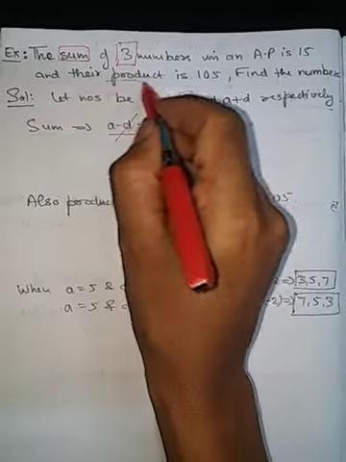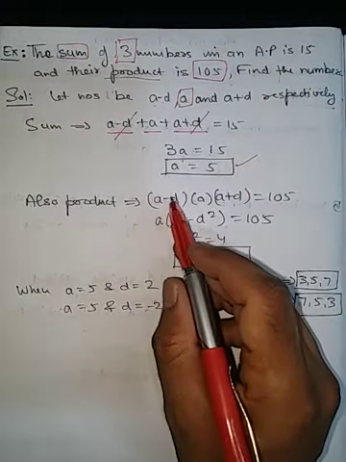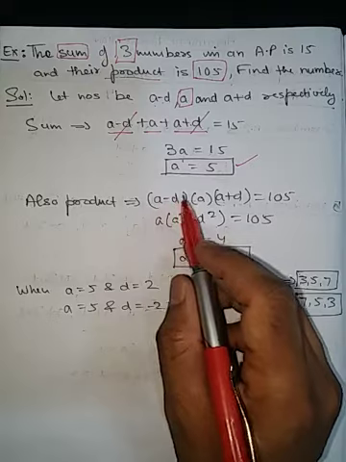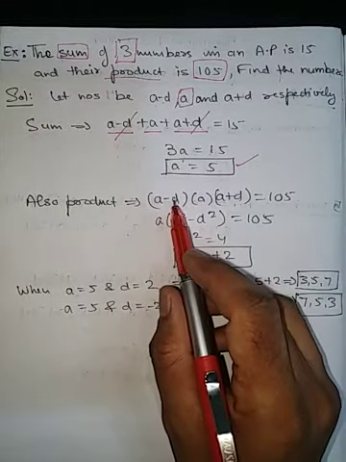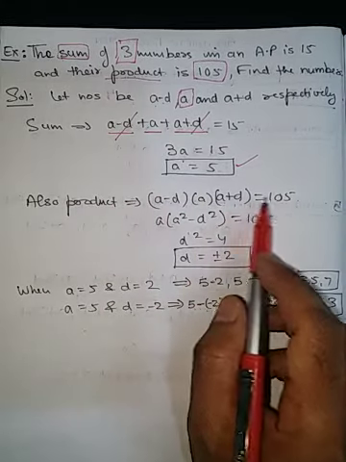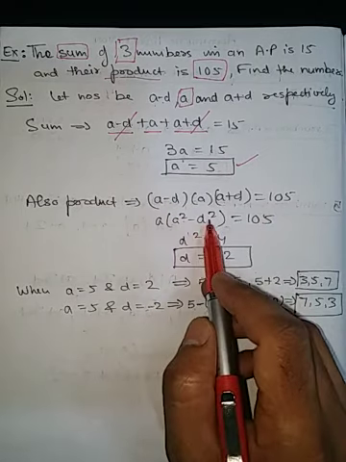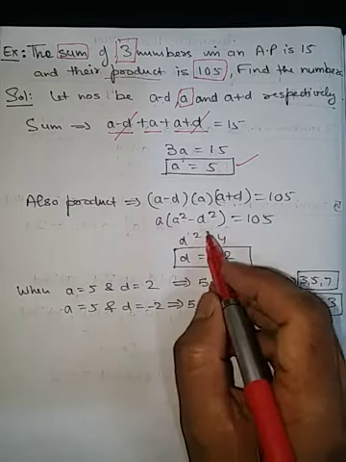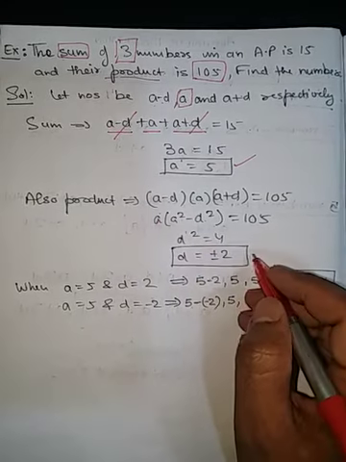Also their product is 105. So put this statement in the form of an equation. Product means multiplication, so multiply these three numbers. This is equal to 105. Now on solving, (a plus d)(a minus d) is a square minus d square. So put the value of A as 5. We are getting D square equals 4. D is plus minus 2.